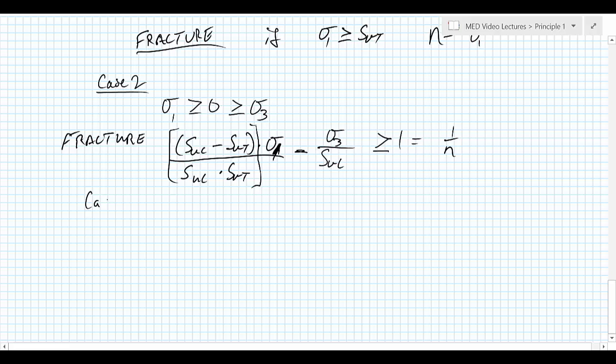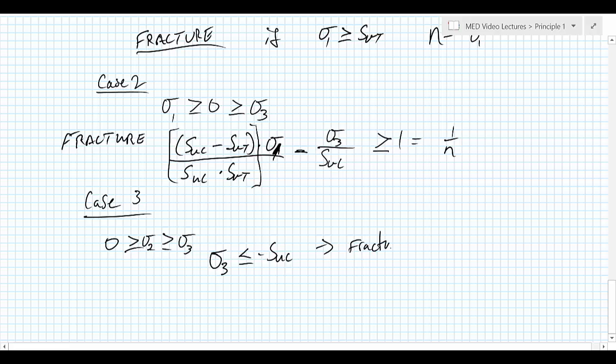And case 3 is exactly like maximum normal stress. So that is, if all of our values are negative, then we just compare that most negative one and see if it's worse than the strength in compression. And then it'll fracture if it is, meaning our factor of safety would be that strength in compression over our actual stress that we're under.